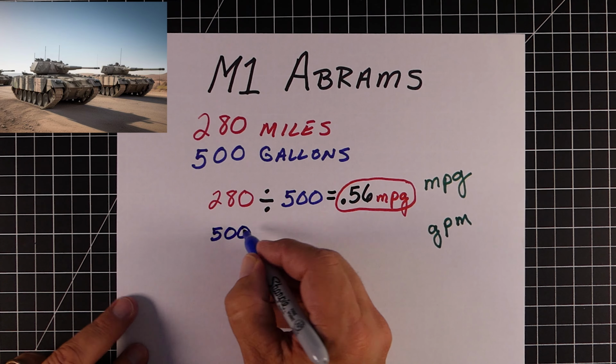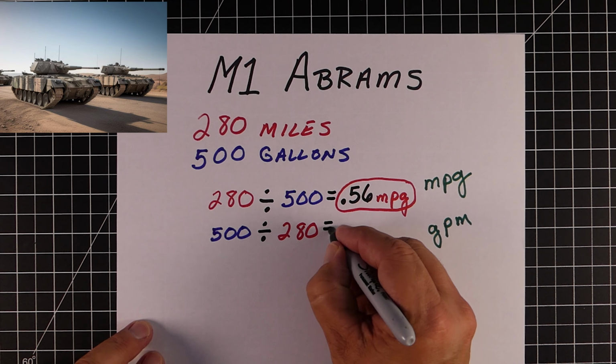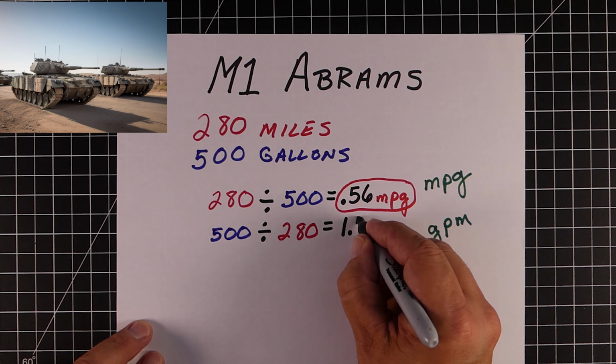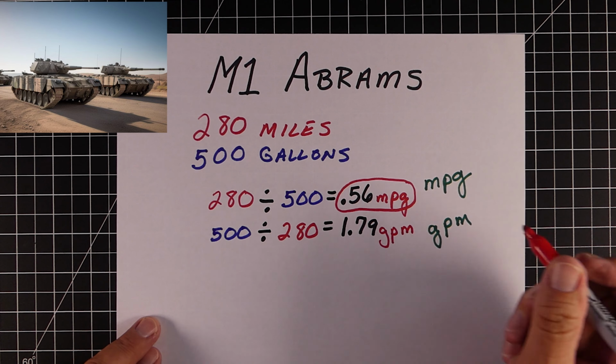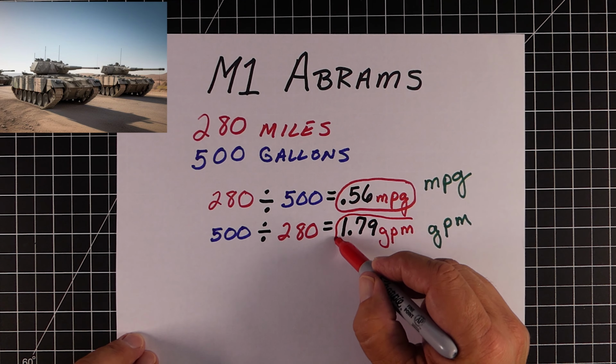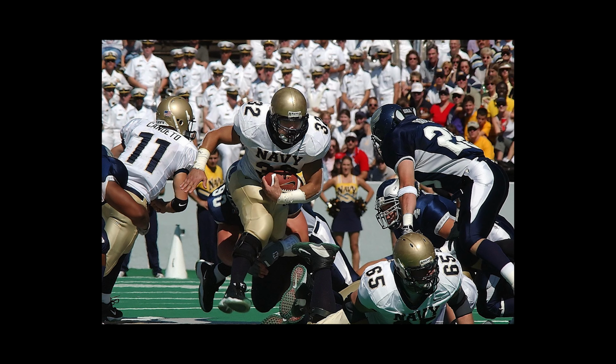Now, if we flip this, we could look at, well, how many gallons for 1 mile? So now we're going to take gallons, the 500, divided by the miles, and we're getting 1.79. So what that means is we would need almost 1.8 gallons of gas just to travel 1 mile. All right, so next we're going to look at the Navy football team.